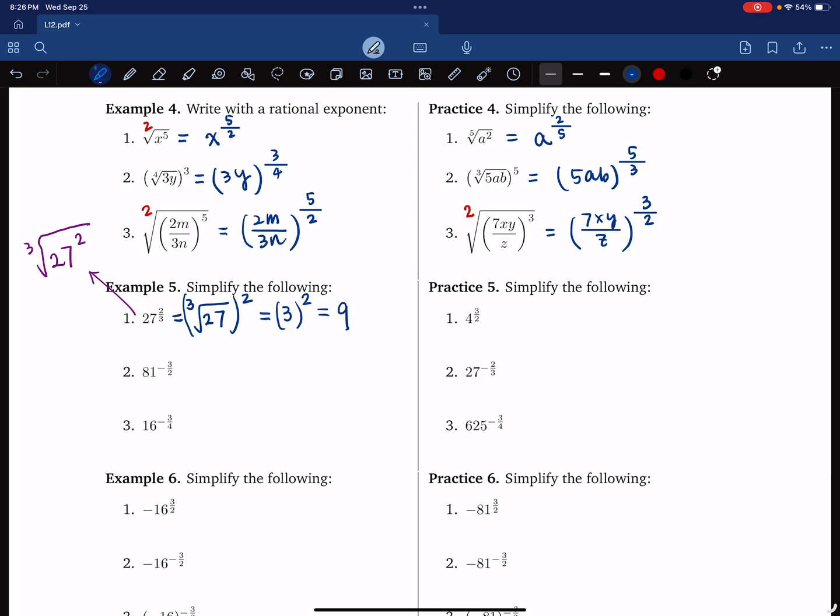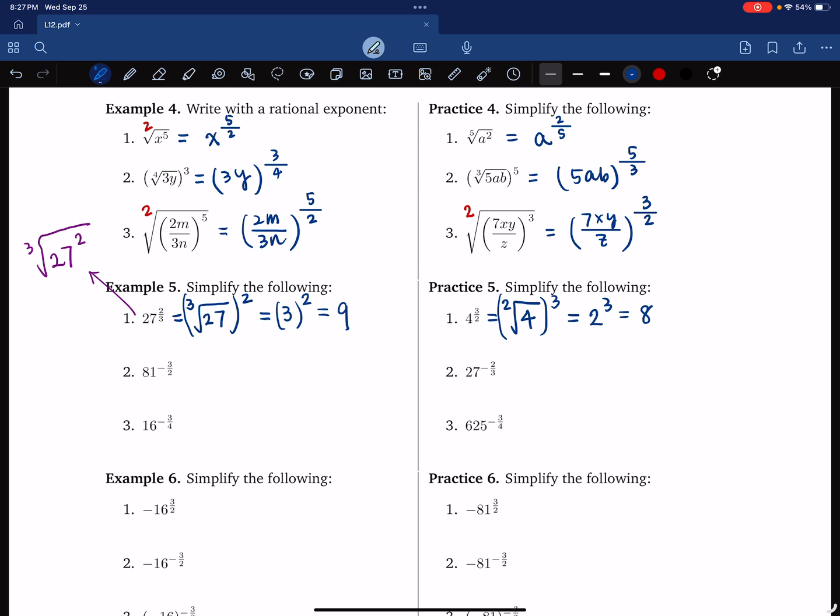And now let's do one more example. It's 4 to the 3 over 2. So same thing. Base is 4. That means it goes inside the radical sign. Denominator is 2. So that means it's a square root. And then we have a 3. So I'm going to raise this whole thing to the third power. And this will give me 2 to the third because square root of 4 is 2. And that's 8.